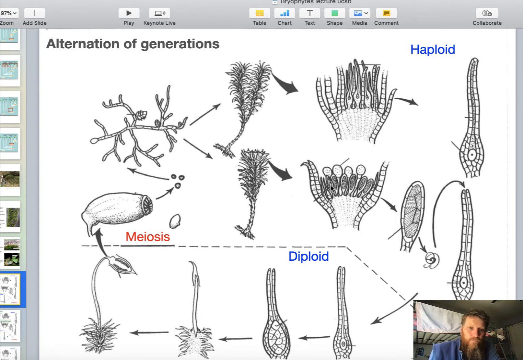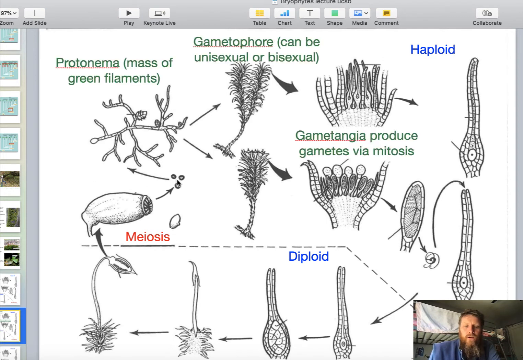So in general, the way this works is you start with haploid spores. Those go out into the environment, fall onto the soil, and produce what looks like a filamentous green alga, but it's actually just a mass of what we call protonema, which are green filaments, green kind of linear cells that make this sort of mesh or web. And then out of that will grow gametophores, and these are the leafy branches that are recognizable as a moss or liverwort. These can be either unisexual or bisexual.